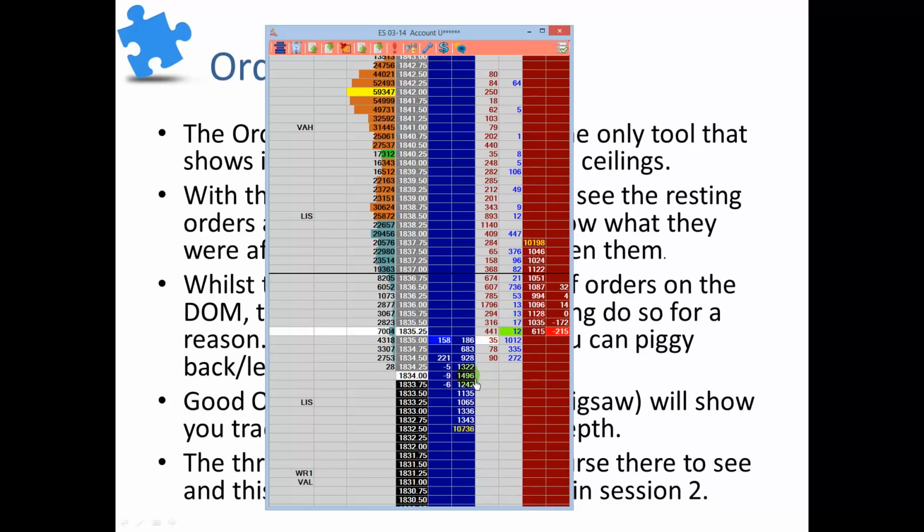We've got this level here at 1834, where we've got like 1,500 contracts. But we said at any support level, we're going to see the bids higher than the offers. So when we see that large size there, that doesn't mean they're going to hold the market, and we can't read too much into it.